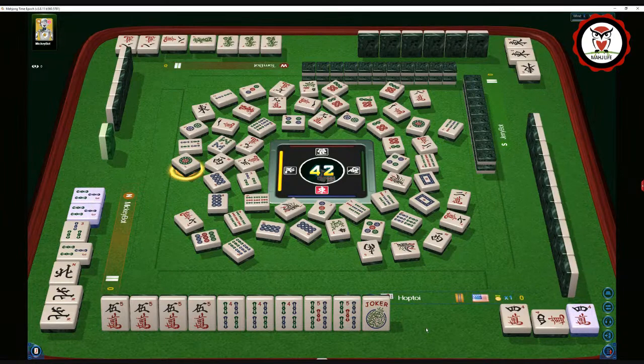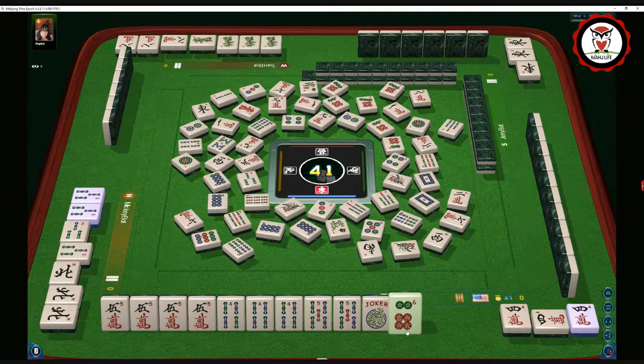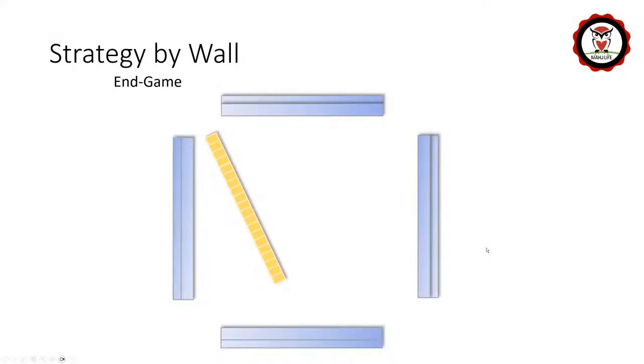Okay, on our next pick here, we're going to pause the game right here, and we're going to jump back to the presentation because we're heading into the end game when we discard. So I'm going to go back to the presentation. Okay, we're in the end game.